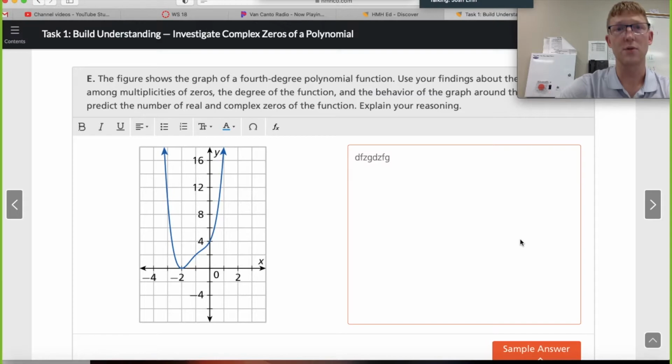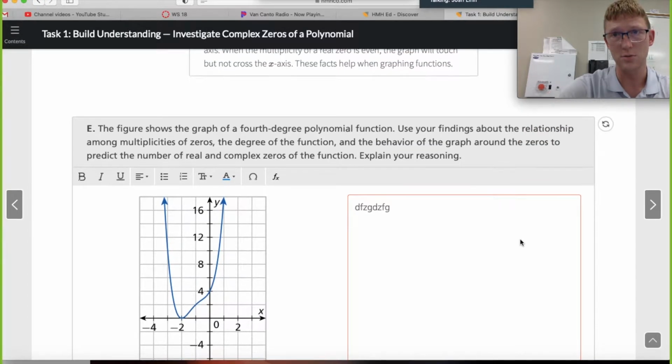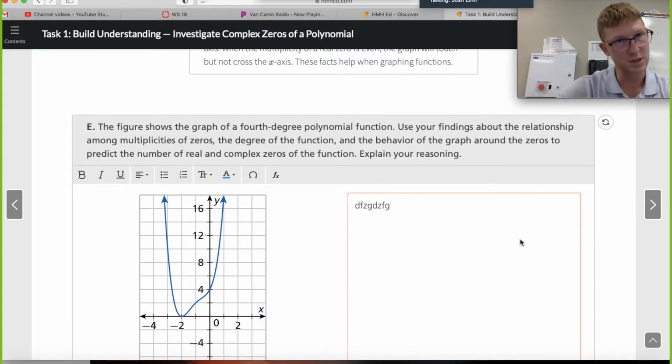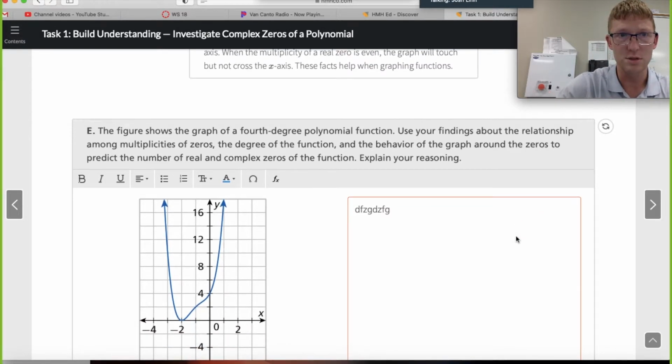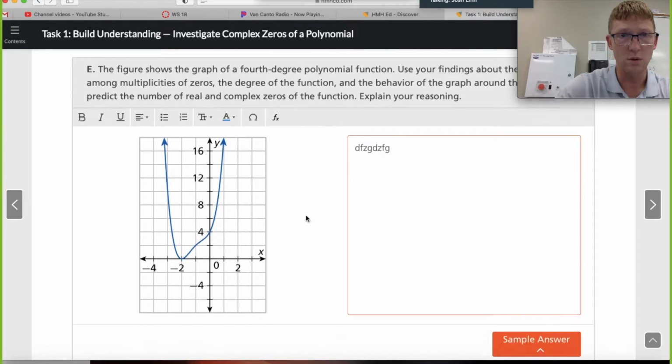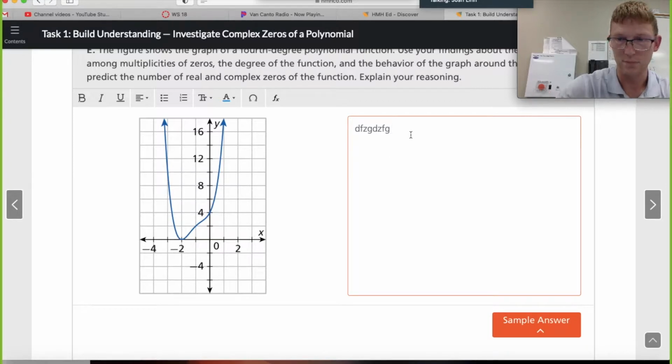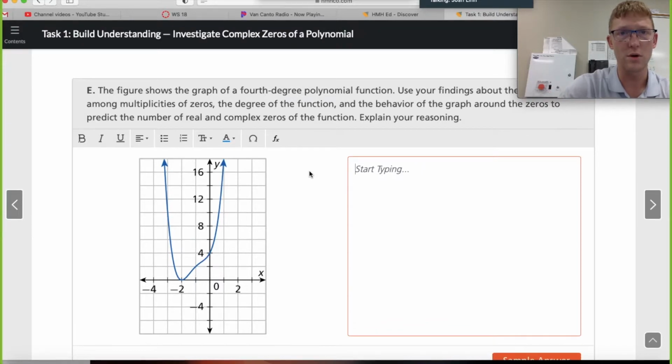So the figure shows a graph of a fourth degree polynomial. Use your findings about the relationship among multiplicities of zeros, the degree of the function, and the end behavior of the graph around the zeros to predict the number of real and complex zeros for the function. So we're looking at our graph, and what can we figure out? So number one, we know that it's a fourth degree function. So our multiplicities have to add up to 4.